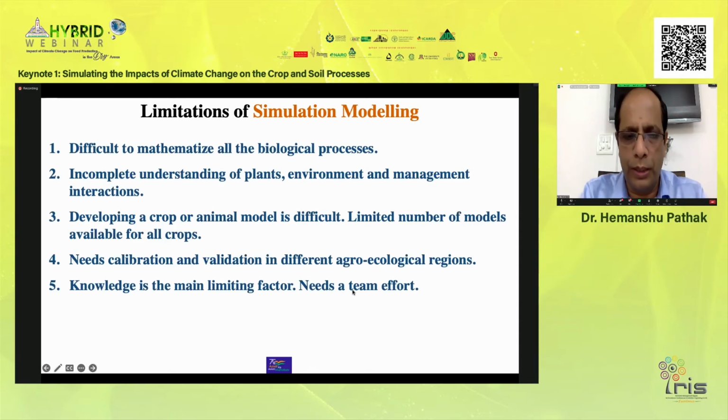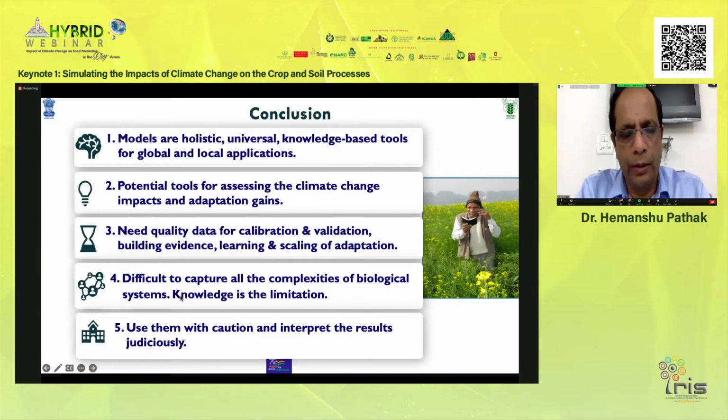Therefore, for using or developing a model, we always need team effort. Individually, it is difficult to either develop or use simulation models. You always need a team of crop scientists, a team of soil scientists, a team of climate scientists, a team of social scientists, and so on, and then only are you going to be successful.